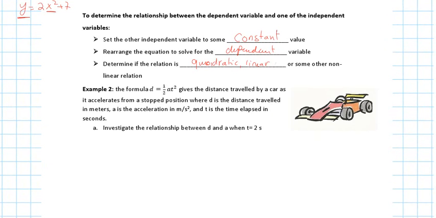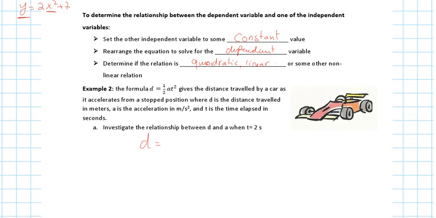So in this case, they gave you a constant value for T, right? So plug in 2 for t. You have to rearrange your equation or simplify it. That would give me d equals 2a, because I have 2 squared, that's 4. 4 times a half, that's 2.